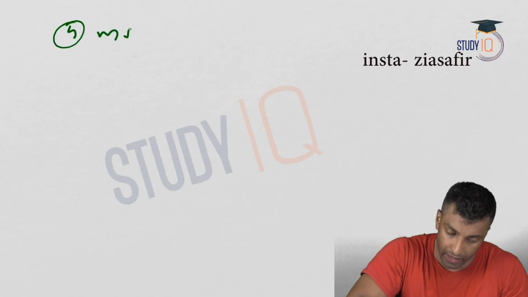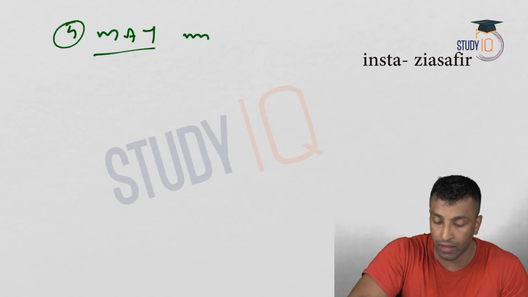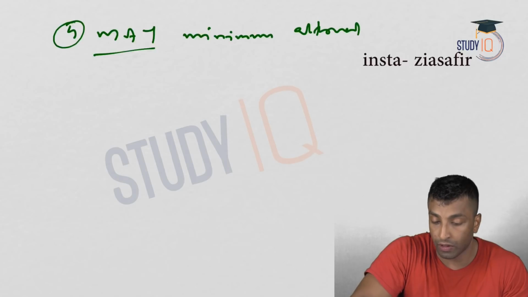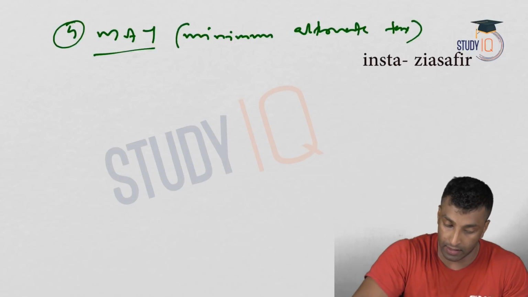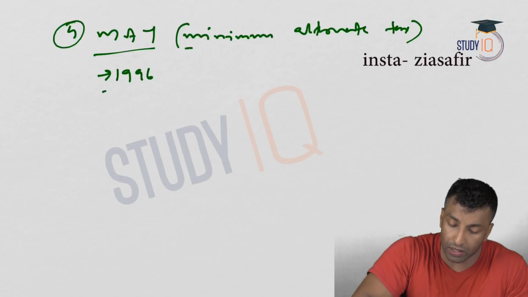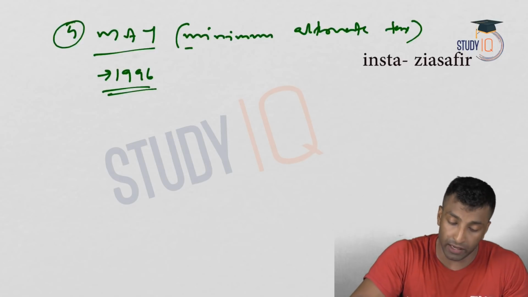Next we will discuss, again, a very important one. We will talk about MAT, minimum alternate tax. Okay, so minimum alternate tax. It was introduced in 1996. Now what is the concept? I'll write it down, then I'll explain this.